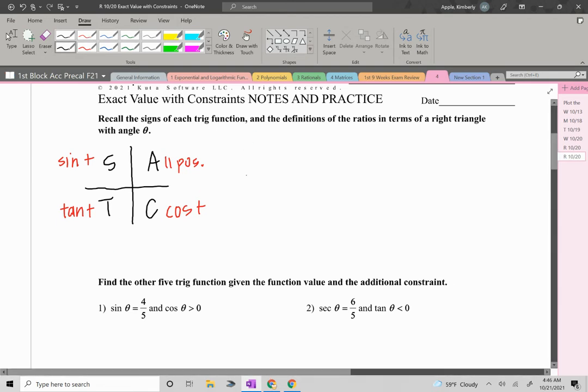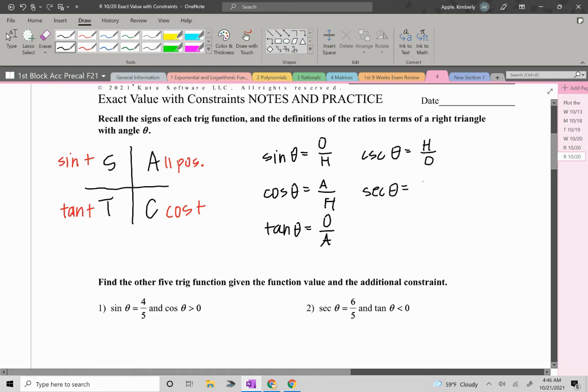And then also recall the definitions of the ratios in terms of sides of a right triangle. And so sine of theta is opposite over hypotenuse. Cosine theta is adjacent over hypotenuse. Tangent theta is O over A. And then, of course, cosecant is the reciprocal of sine. Secant is the reciprocal of cosine. And then cotangent is the reciprocal of tangent. And so remembering all these things is really all we'll need down here.